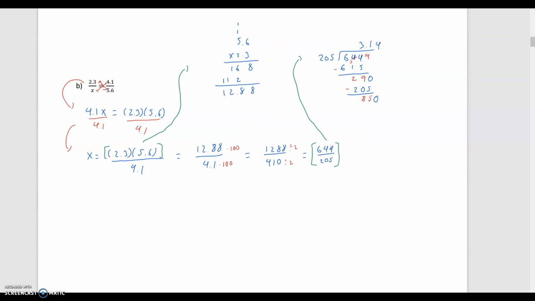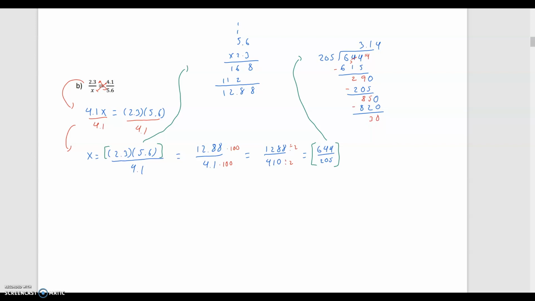5 times 4 is equal to 20. We carry 2. 4 times 0 is equal to 0 plus the 2 would be 2. And then the 8 will carry the subtraction. And this is going to give us a 30.